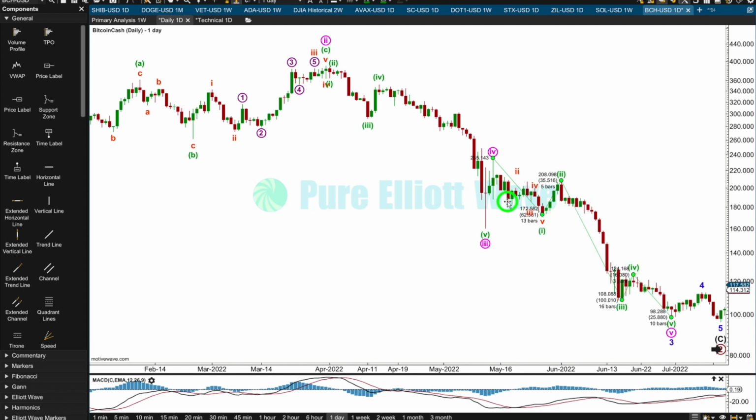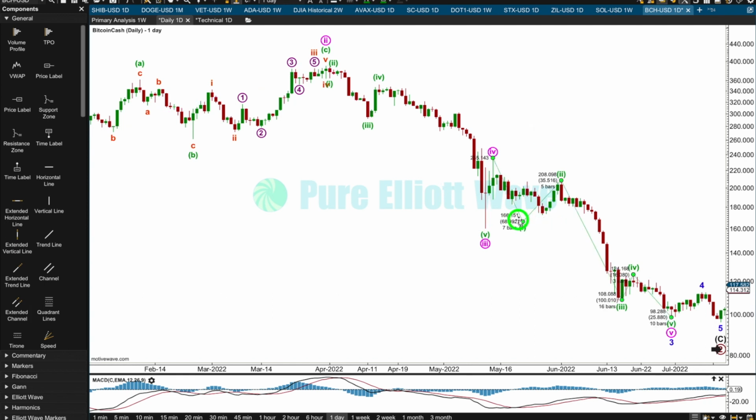Motive wave says no, can't be. And I say you're right. Well, it can't be because the third wave is the shortest. I'm wondering if this fourth wave at minute degree could have been a triangle. That really would be pushing it.